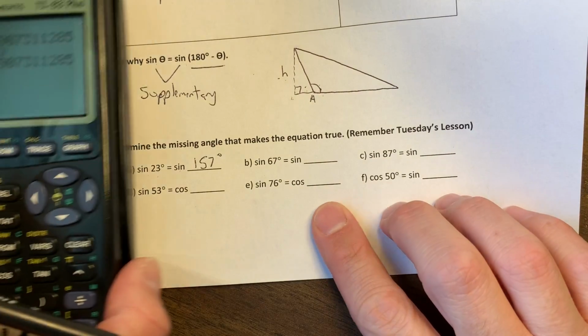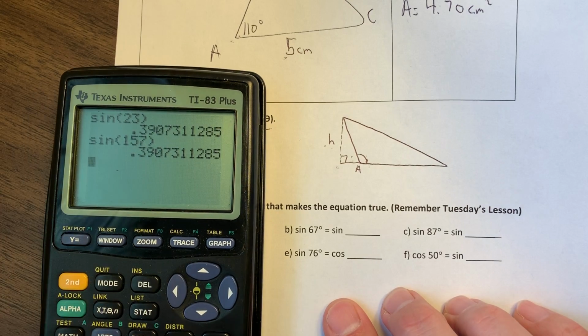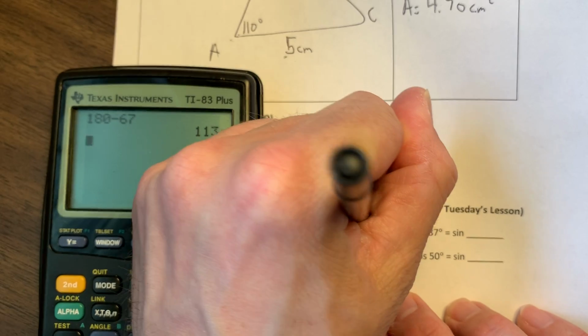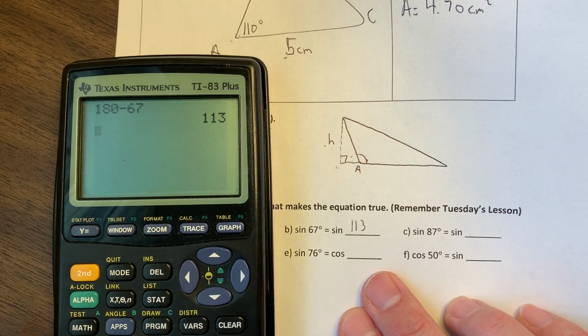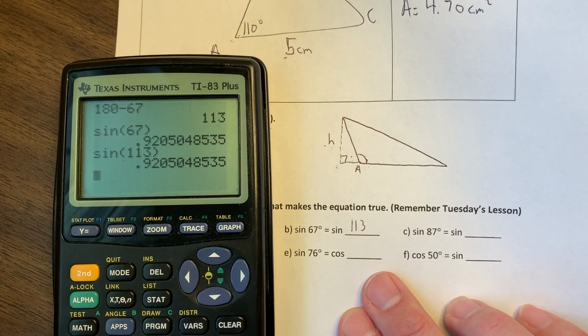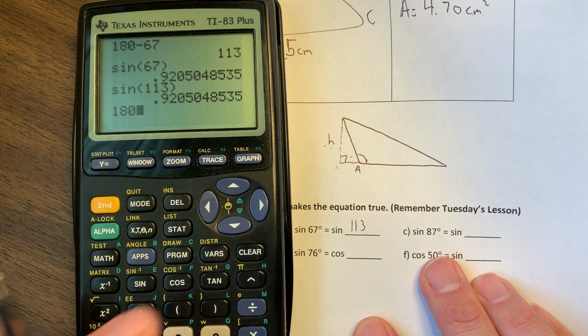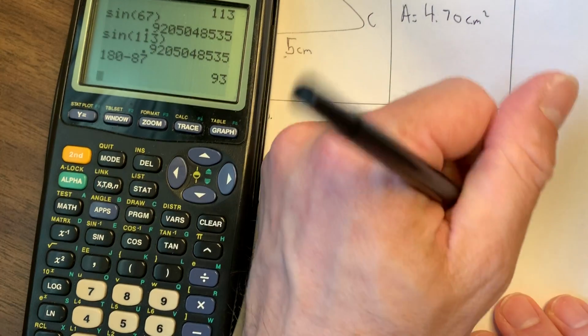So for all of these, let's do this one. Sine of 67. What's 180 minus 67? 113. You want to test it out? Sine of 67 is 0.92. Sine of 113 is 0.92. They're the exact same thing, right? So again, 180 minus 87 is 93.